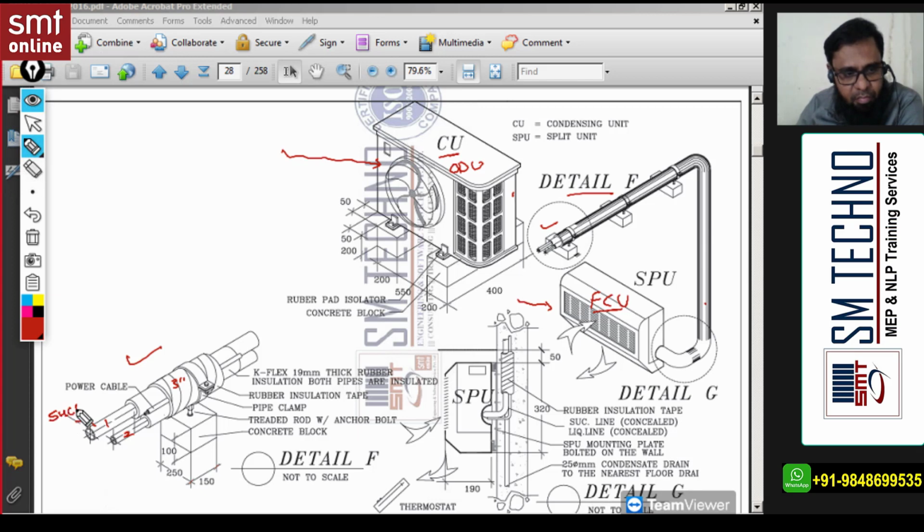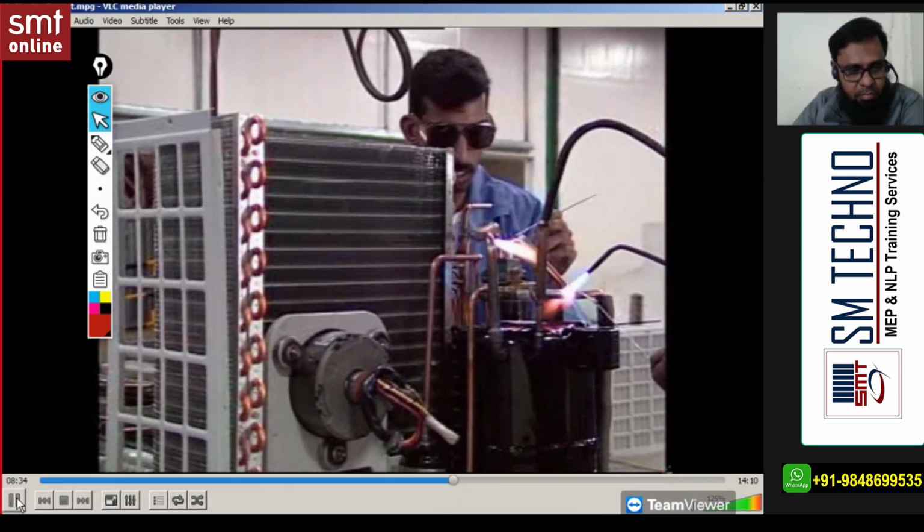So here you see this is a bigger diameter, so you can write this as what? Suction line. And this is what? Liquid line. Suction line, and next is a liquid line. And you know the metal is copper most commonly.